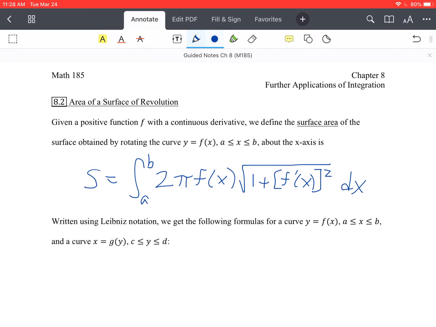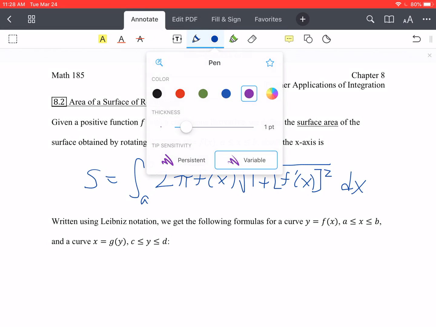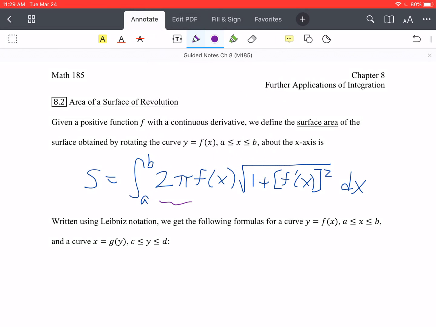Okay, so you can notice some familiar pieces in here. So the 2 pi f of x, right? If you think about what that represents, if we're talking about something being rotated, right, we're looking at something circular. So this is providing us with 2 pi r, the circumference of that circle. And then this piece, if that looks familiar, that was our formula for arc length in the previous section. So we're going to be using this.